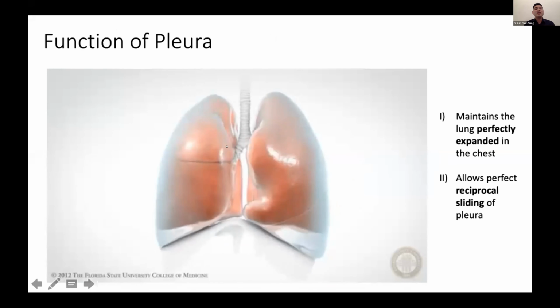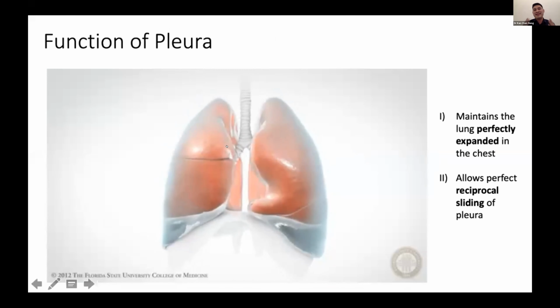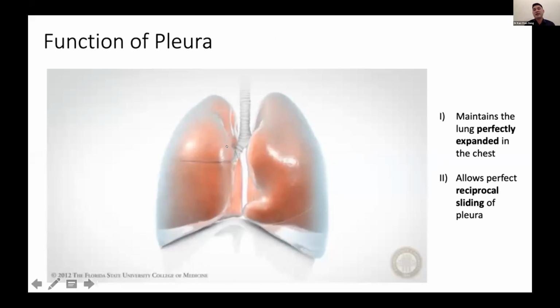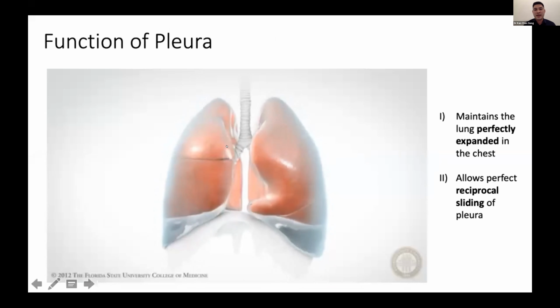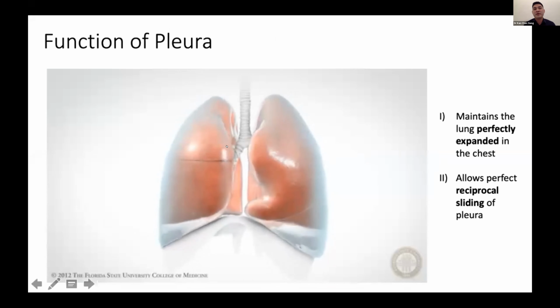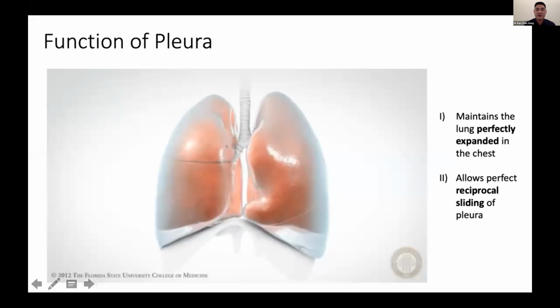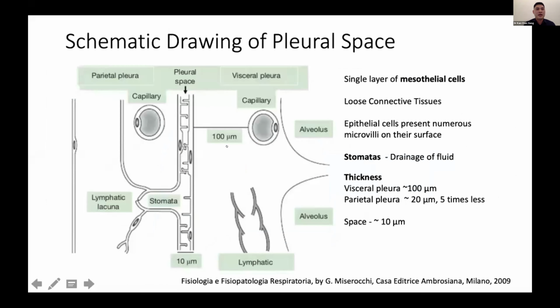Now, the main functions of the pleura are, first, to maintain the lungs fully expanded and opposed to the thoracic cavity. And second, it allows the reciprocal sliding movement of the visceral and parietal pleura on inspiration and expiration. Now, this is a schematic drawing of how the pleural space is.